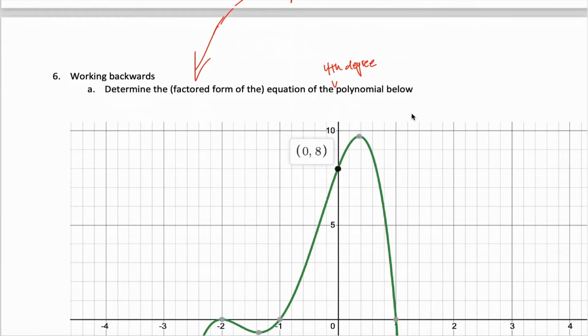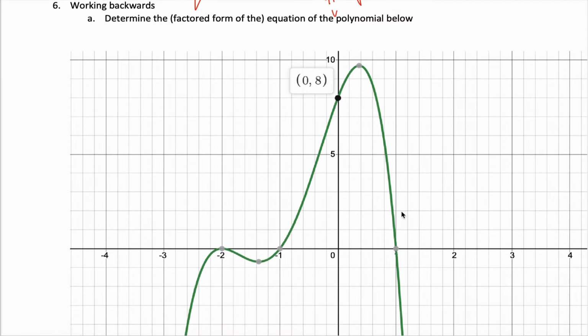In this video, we want to do almost the same thing. We just want to work backwards. So the goal in this video is not to come up with the graph, but instead you're given the graph and you want to come up with the equation. I think it's easiest to learn this stuff with an example.